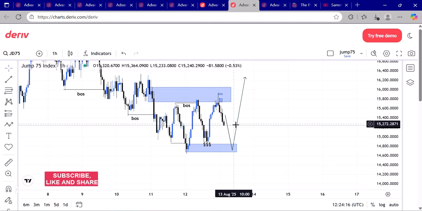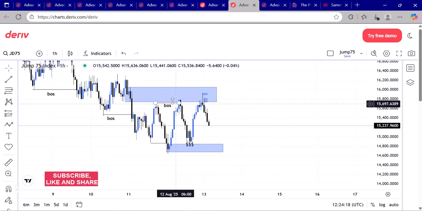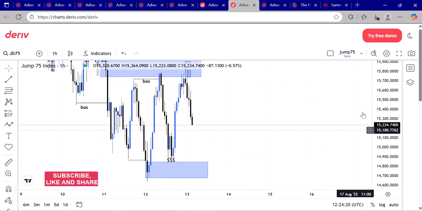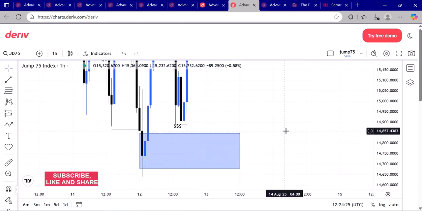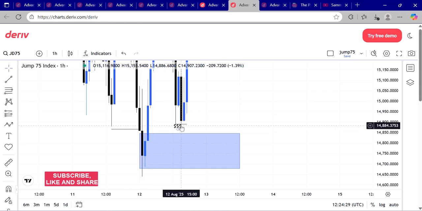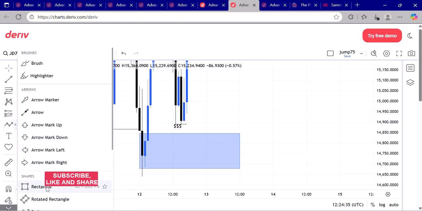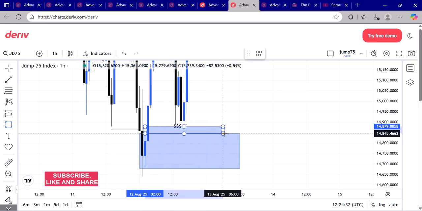Okay, so what do we see here? We saw a break of structure to the upside, and then of course not just break of structure, there's an imbalance here. Okay, price didn't fill this whole void. It came in, it filled a little, but there's still a void here that is not being filled yet.